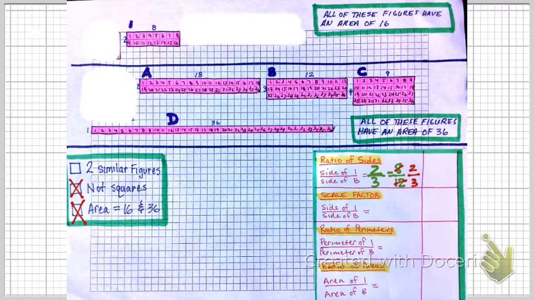So those are similar shapes because the sides grew at the same rate. The height grew from 2 to 3, and the width grew from 2 to 3. For every 2 squares in rectangle 1, there's 3 squares of side length in rectangle B.